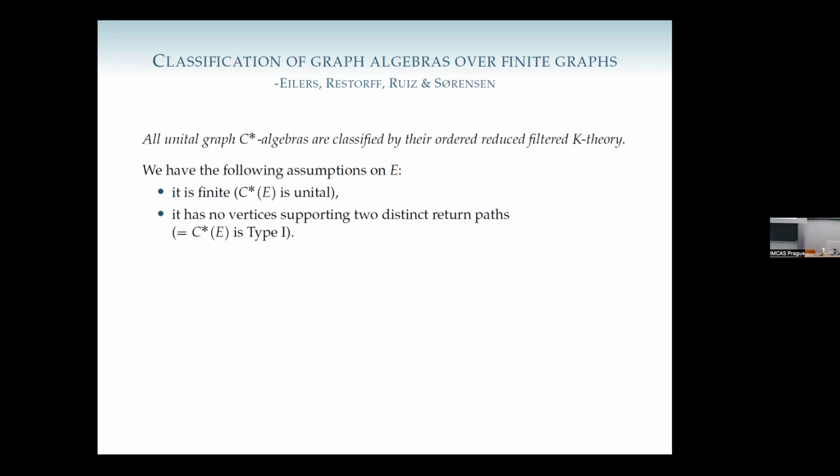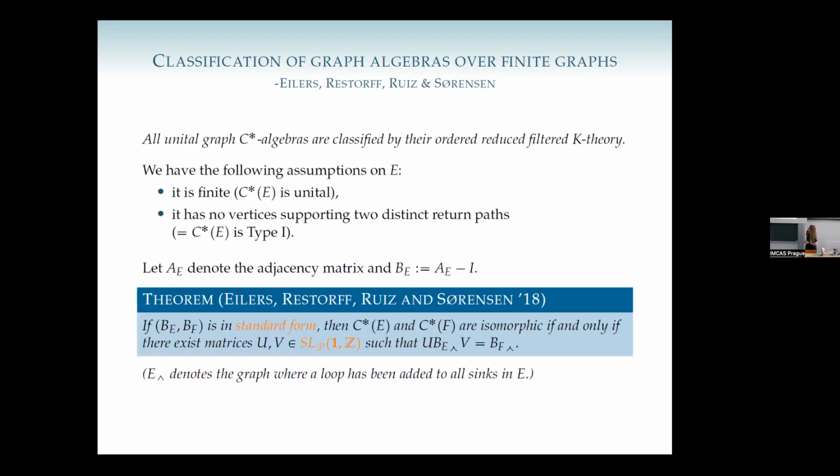This condition is the same as having that this graph C star algebra is something called type 1, but I don't need to go more into that. We know that the length spaces fit into it because we know that the graph satisfies this condition. Okay, so now we have the theorem. First I have to say that A_E denotes the adjacency matrix, just telling you how many edges you have between your vertices, and then you put it into a matrix. Then we have another matrix, B_E, where you just subtract the identity matrix.